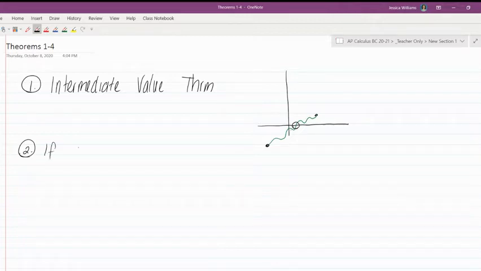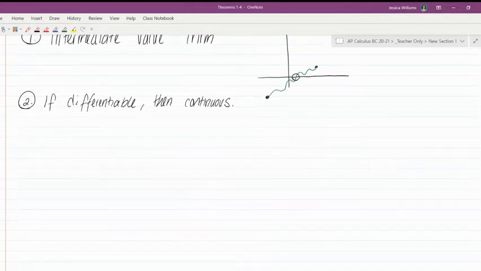If a function is differentiable, then that function is also continuous. That's it. If a function is differentiable, then it's continuous. So it's very simple, very straightforward. We can talk about the whys, but the big thing I want to talk about is how easy these are to switch, and you can't switch them. That's a big no-no. No switching.